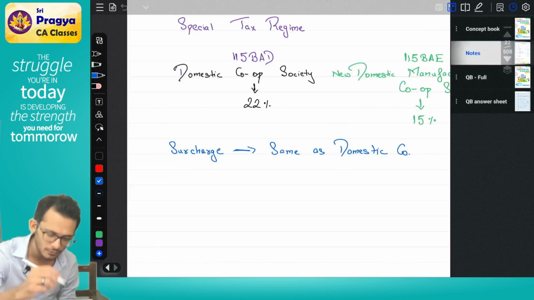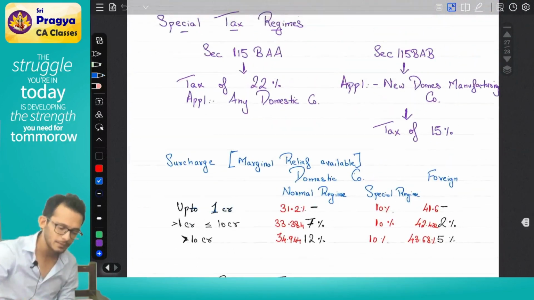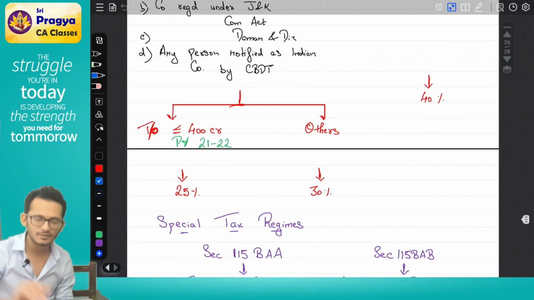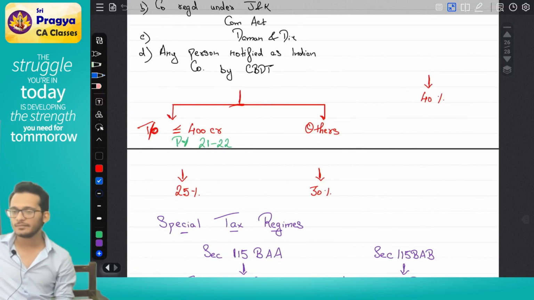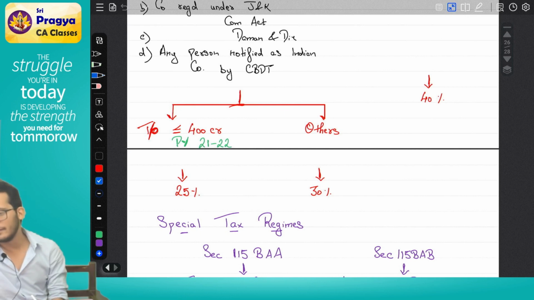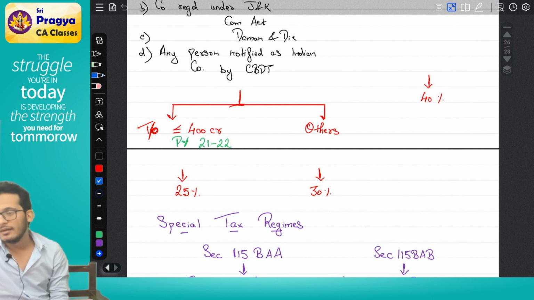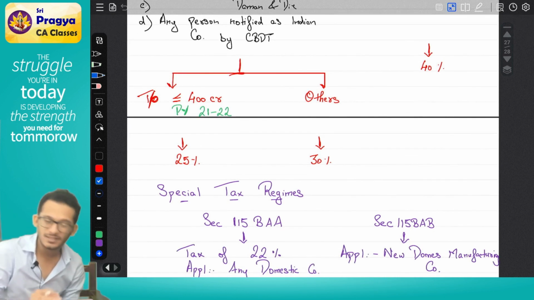we are going back to my notes. We are in company. There is this one question which I had. If you notice, there is something called a domestic company and something called a foreign company. In domestic company, we said that your previous year turnover should be less than 400 crores for 21-22. For 21-22. There is this one question which came up to me.